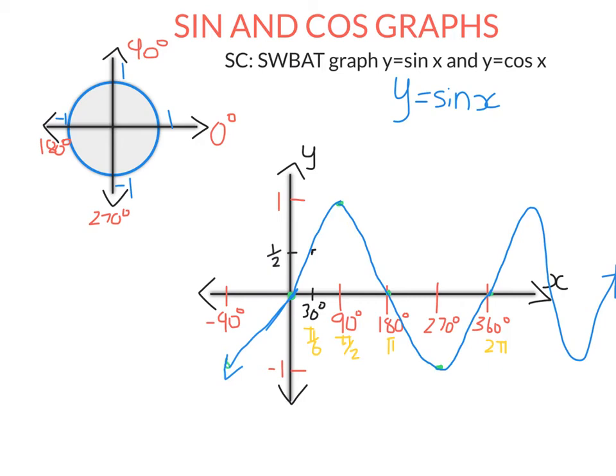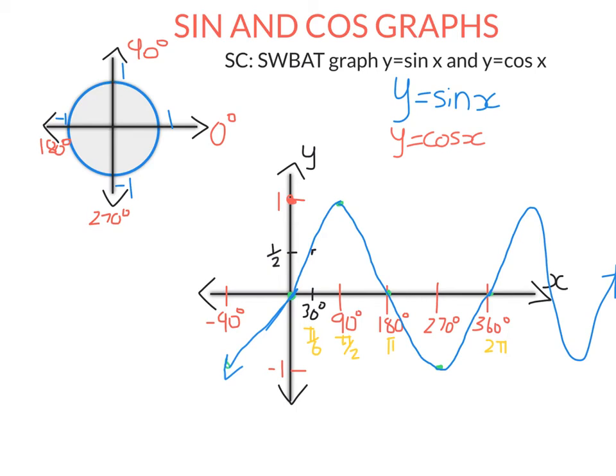So now let's graph y equals cos of x. Remember in the unit circle, the cos of theta was just the x-coordinate, so cos of 0 is equal to 1, because the x-coordinate at this point is 1. So unlike sine, cos actually starts at 1.